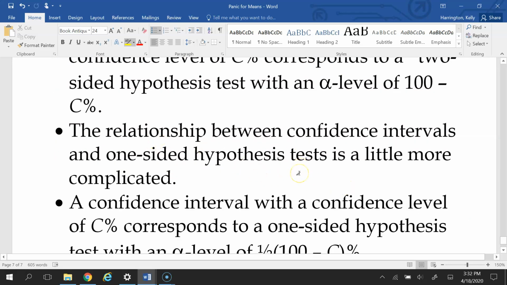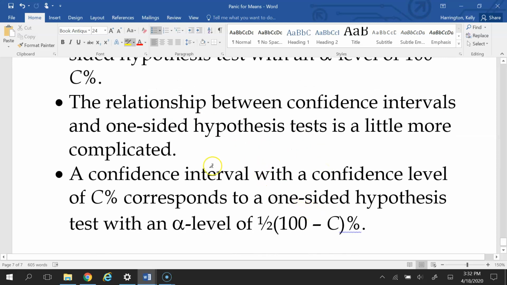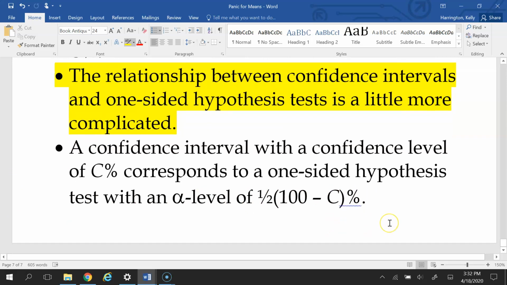Now, the relationship between confidence intervals and one-sided hypothesis tests is a little more complicated. For that, you're going to have to subtract. So for a confidence interval with a confidence level of C%, you take 100 minus that and take half of that. If it was 90%, you take 100 minus 90%, and then you take half of that. So a 90% confidence interval would correspond to a one-sided test. A one-sided test is when the alternative is less than or greater than. That would correspond to a test with only a 5% significance level if it is one-sided.